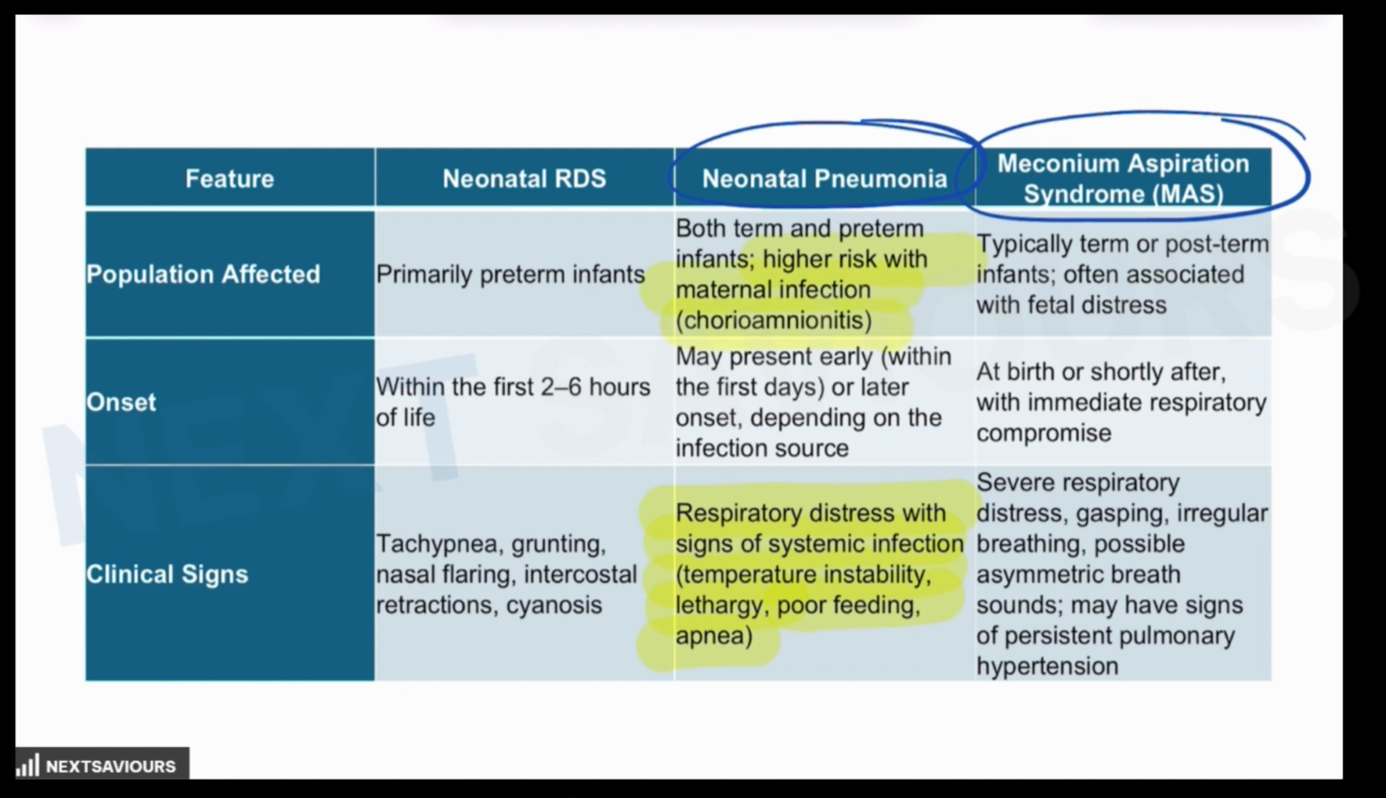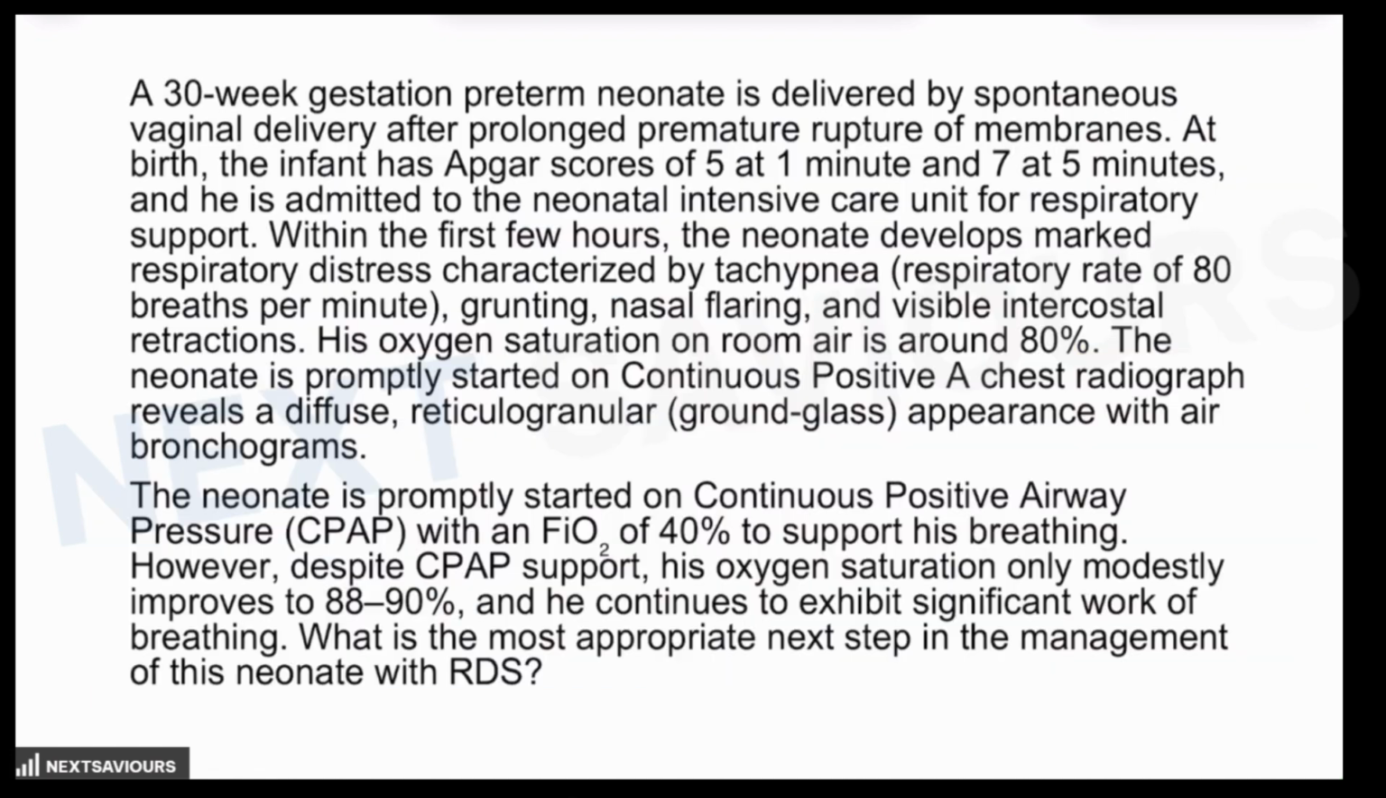On the other hand, meconium aspiration syndrome typically occurs in term and post-term infants, often associated with fetal distress, and it appears immediately after birth with immediate respiratory compromise. On X-rays, there will be patchy, heterogeneous infiltrates with areas of hyperinflation and atelectasis, with the risk of air leaks. It will be presented with severe respiratory distress, gasping, irregular breathing, possible asymmetric breath sounds, and may have signs of persistent pulmonary hypertension. So this is how you have to distinguish between neonatal pneumonia and meconium aspiration syndrome.